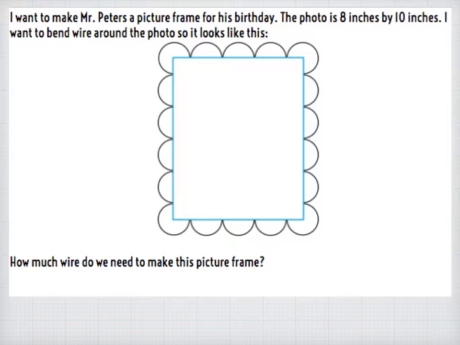So now we want to put this together. We've got a picture frame to make.